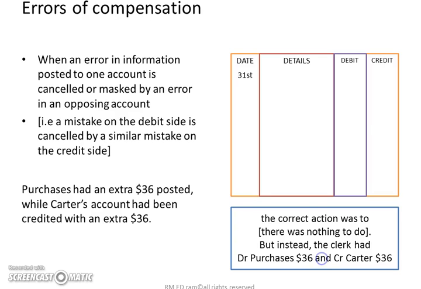Now, what should have happened is that we should not have recorded anything, but instead, we debited purchases 36 and credited Carter 36. So obviously, to get this out, we just flip it around and take away those numbers, right? So in other words, we credit the purchases and debit Carter. So we put that in, and that will remove that error from the books, and we just would have completed that action.